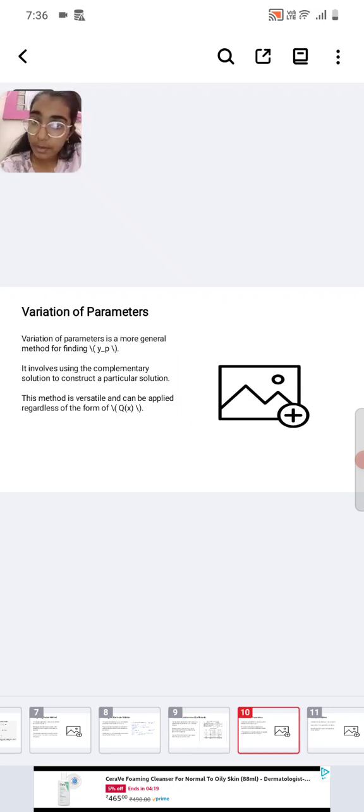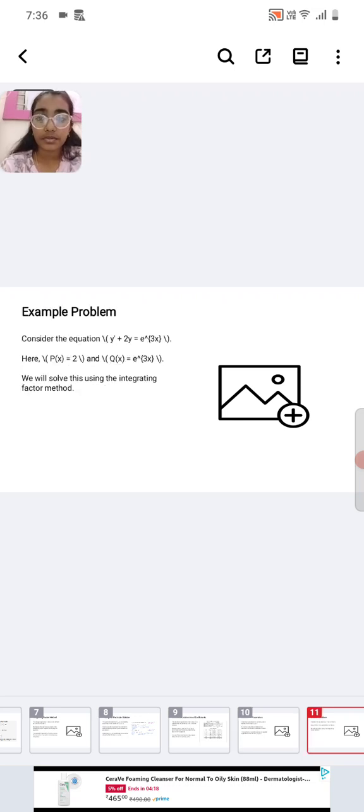Variation of parameters. Variation of parameters is a more general method for finding particular solutions. It involves using the complementary solution to construct a particular solution. This method is versatile and can be applied regardless of the form.